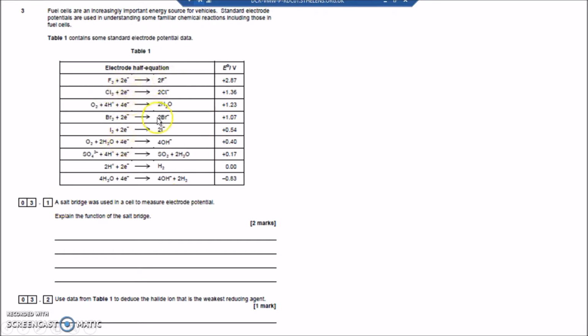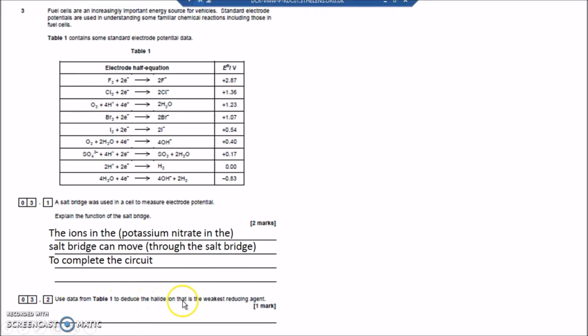We've got each of these reactions happening in two cells joined by a salt bridge. Explain the function of the salt bridge. It allows ions to move between the cells and complete the circuit. So ions in the salt bridge can move to complete the circuit. It's allowing ions, electrical charges, to move to create a circuit between the two cells.